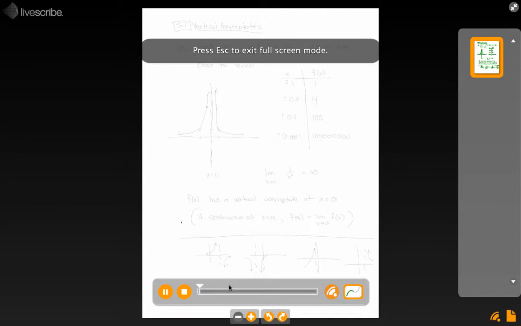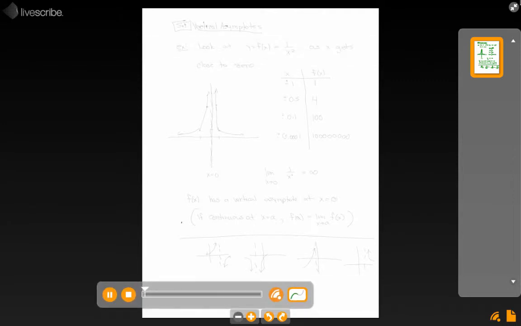This comes out of section 5.1, vertical asymptote. To start off this example, we're going to look at the function y equals 1 over x squared at its one kind of interesting place, which is where x gets close to 0.